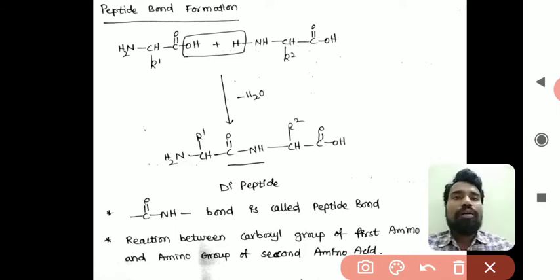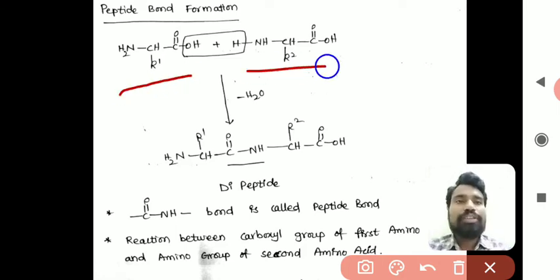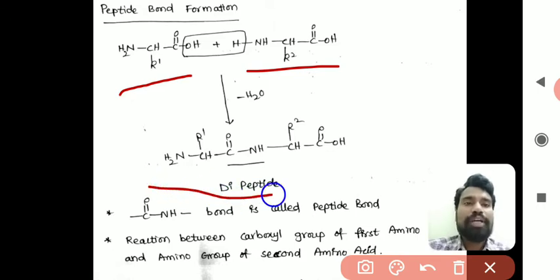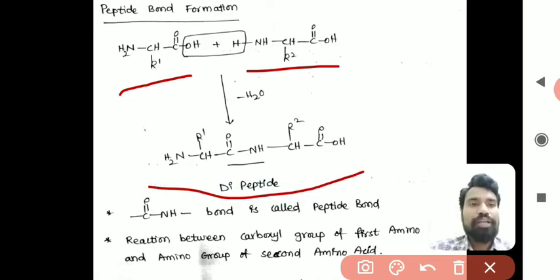So when two amino acids, whether similar kinds of amino acids or different amino acids, are reacted with each other, they undergo a condensation reaction. Then a dipeptide would be formed. A dipeptide would be formed.